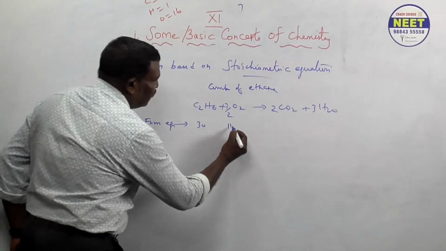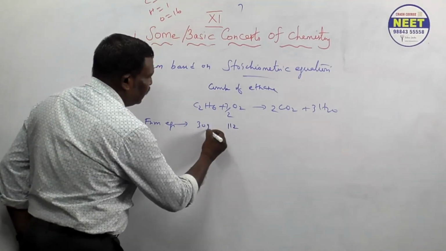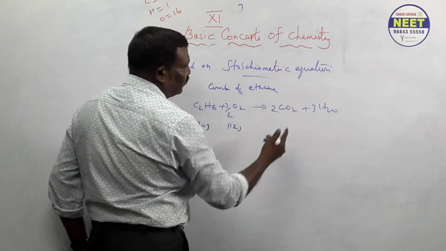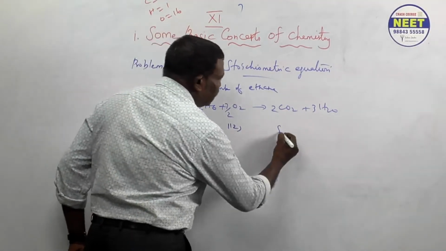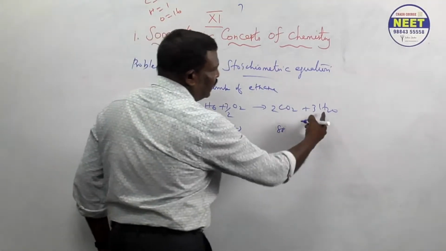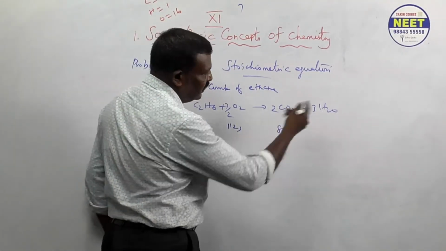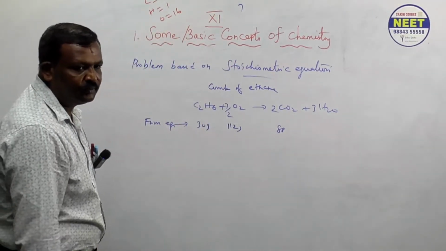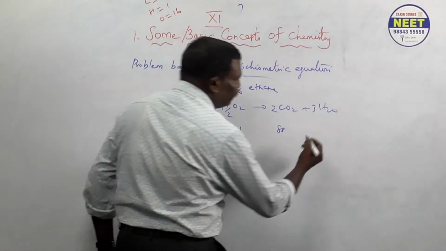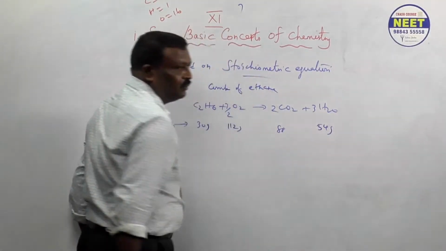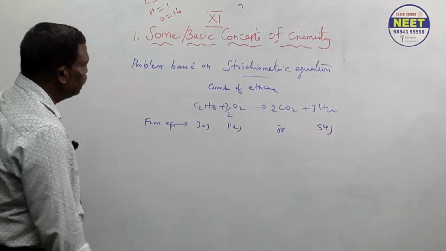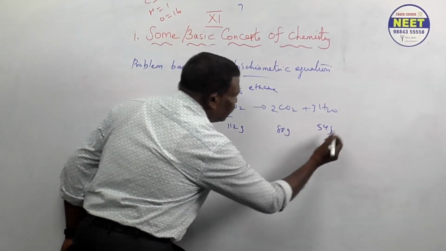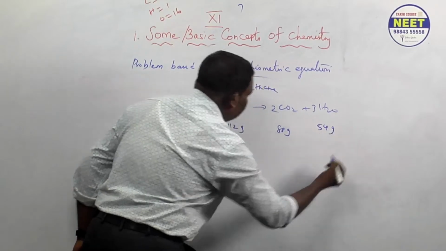Sure. Understood? 7 into... okay. Then CO2: 1 CO2 is 44 gram, so 2 means 88. 1 H2O is 18 gram, 3 H2O, 18 into 3, 54 gram. Understood? These are the information we are getting from the equation.